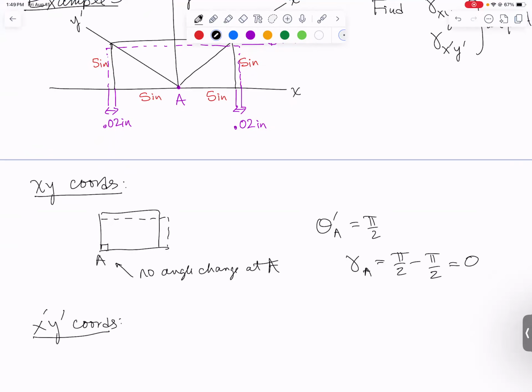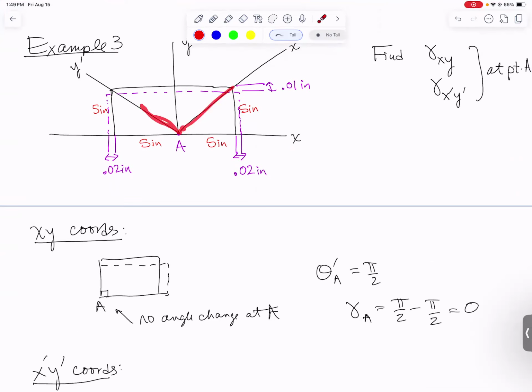It seems like there must be something different going on with the x prime, y prime coordinates. This would originally have been a right angle, but now because of the deformation, this endpoint is no longer there. It's now down over there. And this endpoint's no longer up here. It's now moved down over there. So I think I'm going to have an angle change when I consider those coordinate axes.